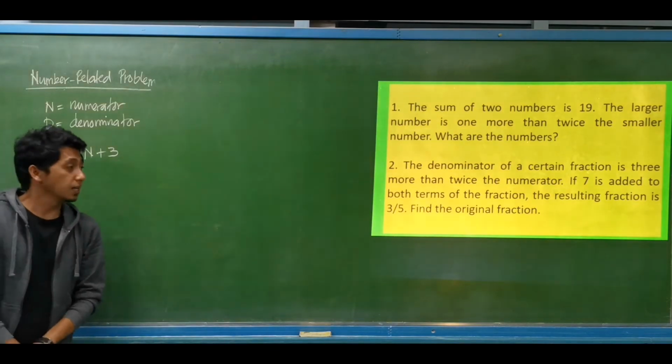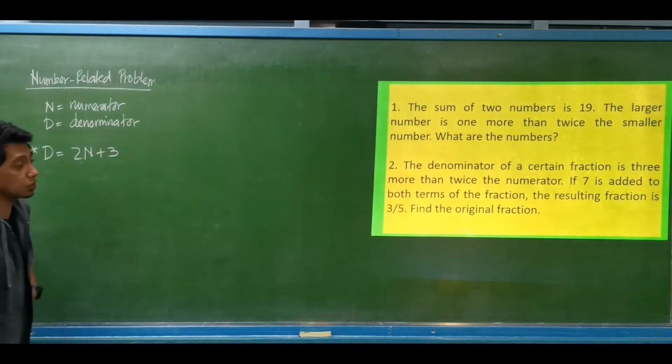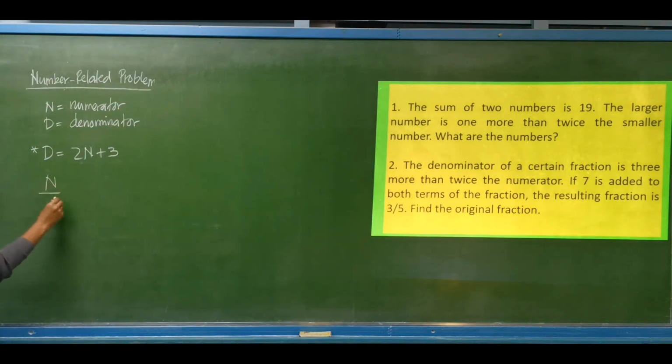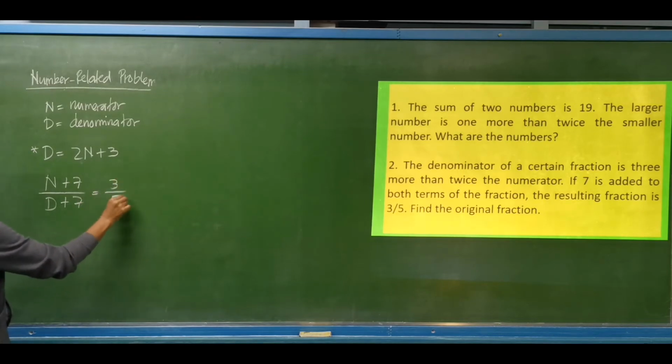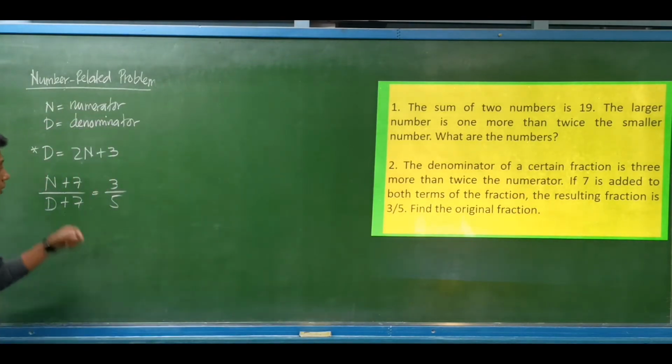The next statement: if 7 is added to both terms of the fraction, the resulting fraction will be 3 over 5. We know the fraction is n over d. If we add 7 to both terms, we have n plus 7 over the denominator plus 7. The resulting fraction is 3 over 5. So we are looking for the original fraction. Again, we have two equations and two unknowns. We may simplify the second equation by cross multiplication.